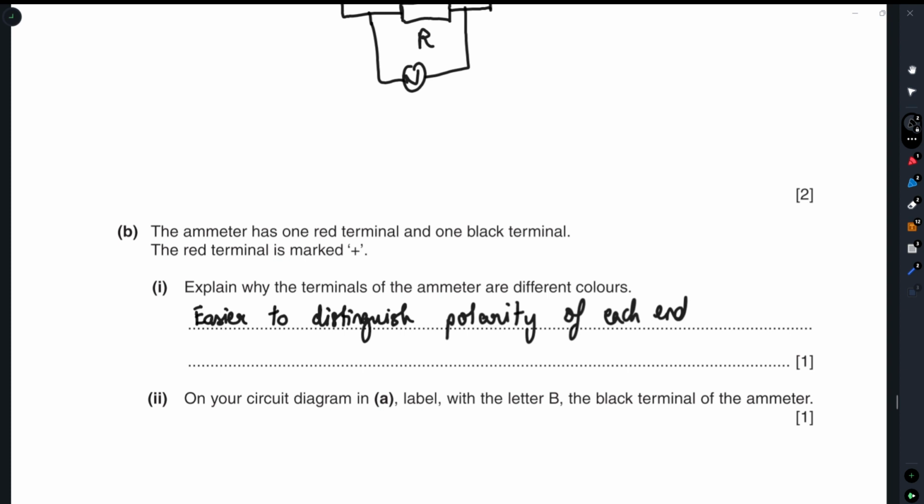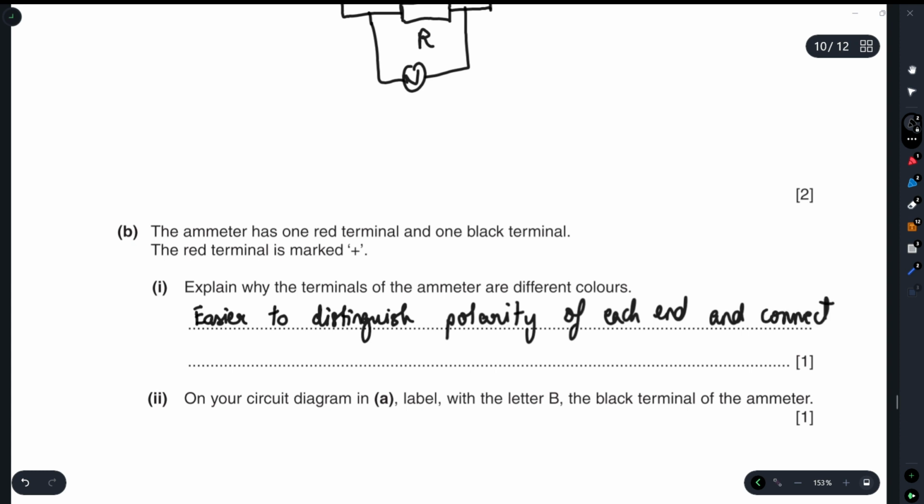Ammeter, and mark each end and connect to the correct end of the battery.